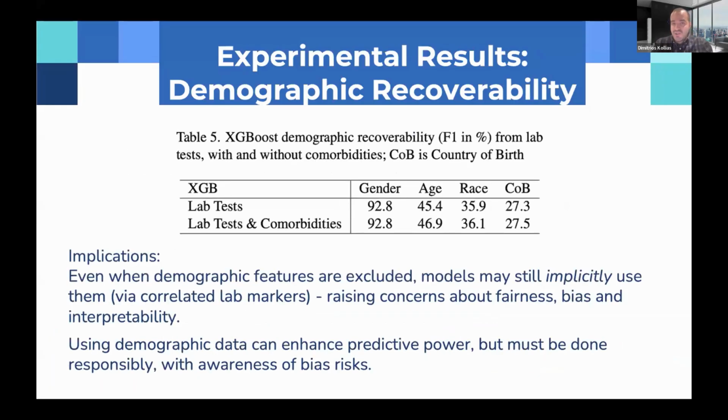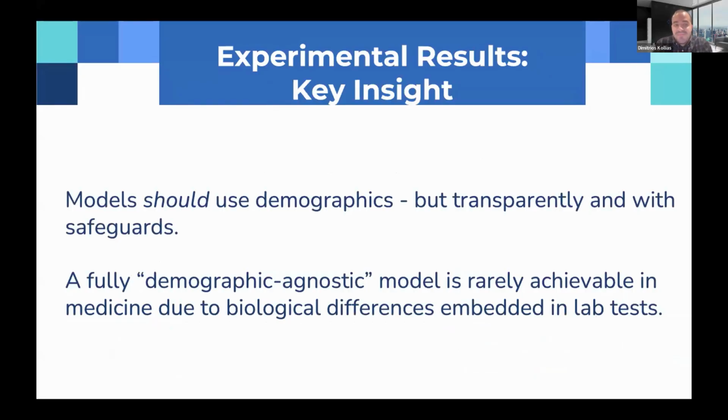Of course, there are also some implications with this. Even when the demographic features are excluded, the model may still implicitly use them via correlated lab markers, as I was explaining to you previously. And this raises concerns about fairness, bias, and interpretability. Using demographic data can enhance the predictive power, we have seen that, but this must be done responsibly with awareness of bias risks. And what I would say is that, let's not generalize for all the medical tasks, but at least for the specific one that we're dealing with here, the model should use the demographics, but this needs to be done transparently and with safeguards.